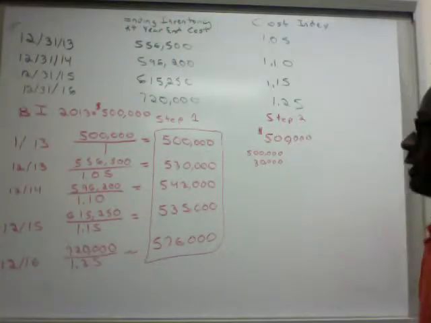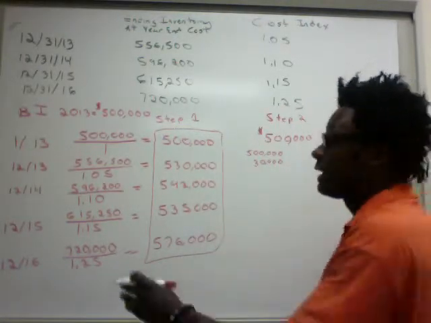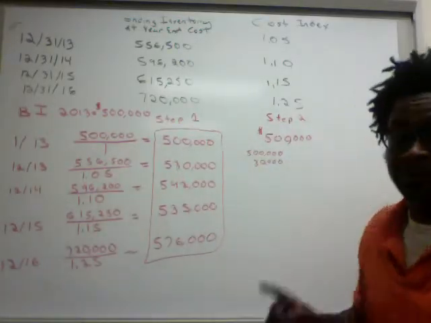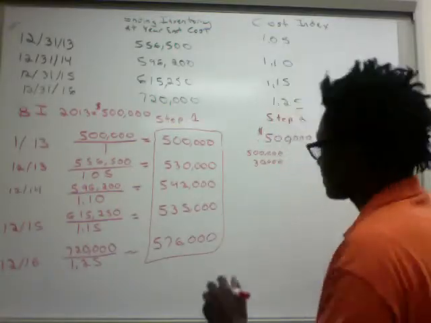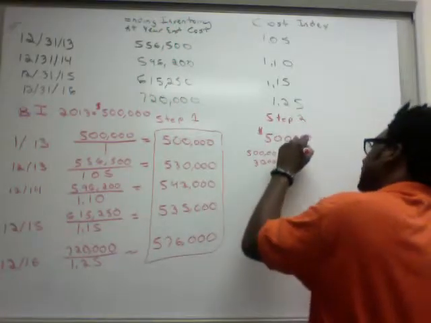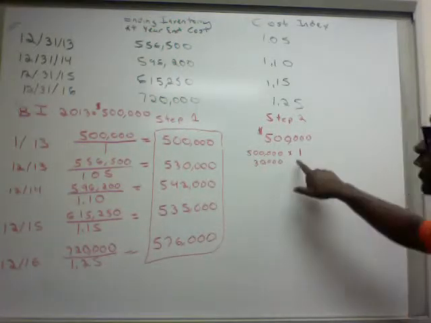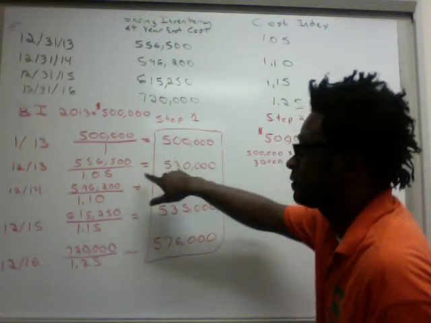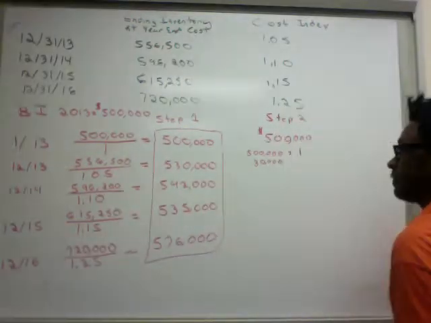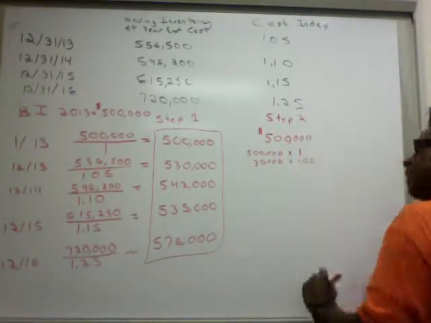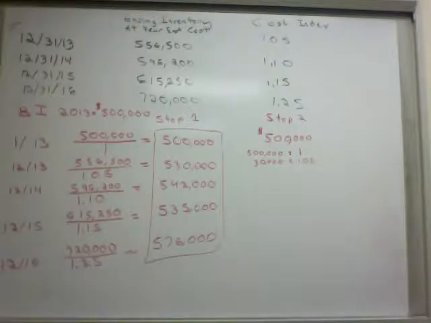All right. Now what we're going to do is use the sequential basis indexes that we've already divided, and we're going to multiply them this time. Of course, the base year always has a 1 index, 100% index. So we're going to multiply that times 1. Now the end of 2013 had an index of 1.05. So we're going to take this 30,000 and multiply it times 1.05. Okay? So now we've summarized the movement in that 12-month period.